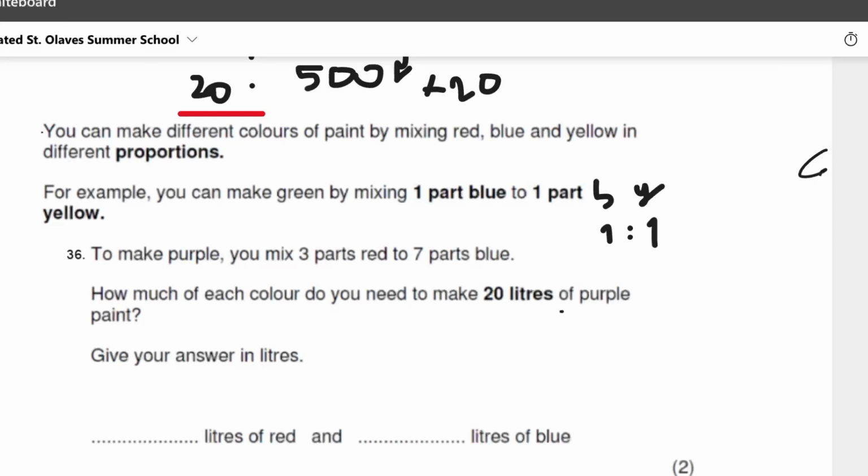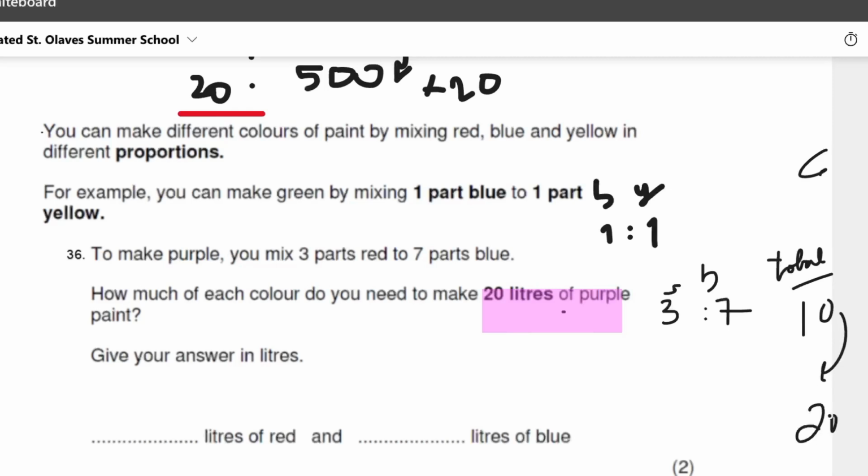So we need to make 20 liters of purple paint. For purple, we need to have 3 to 7 red and blue. How much do you need for 20 liters in total? In total, this will make 10 parts. We need to make 20 liters of this, so simply we multiply each side by 2 until we get 6 liters of red paint over here, and then 7 times 2 is 14 liters of blue paint.